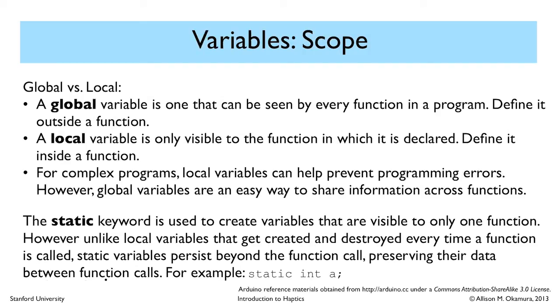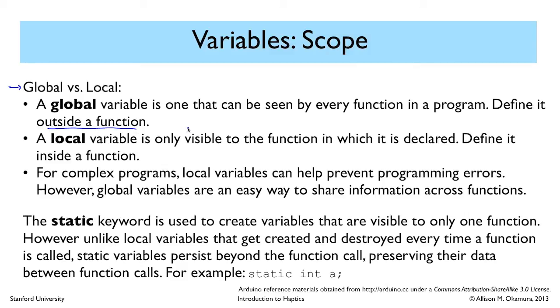Now, understanding the scope of the variable is important, especially because in haptics programming, we have a lot of variables that we want to keep track of over time. So global versus local is important to understand. A global variable is one that can be seen by every function in a program. If you want to have a global variable, the easiest thing to do is define it outside a function.